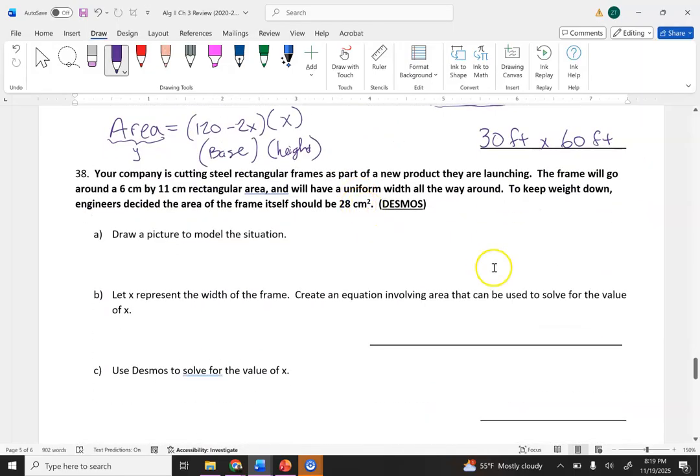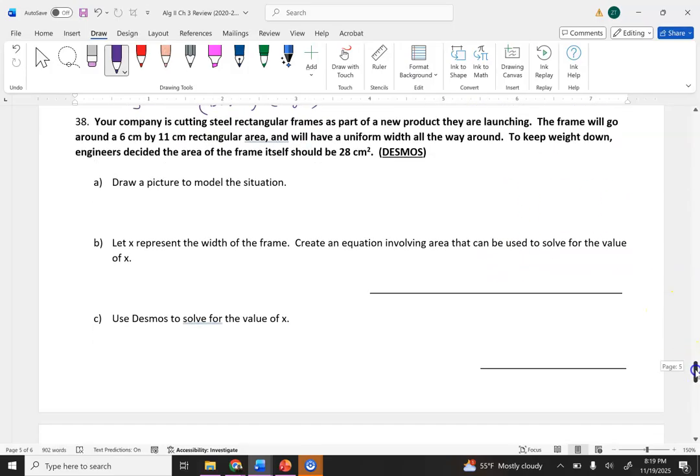All right, now number 38 still has to do with area, but this question is going to be a little bit different. We don't have to do so much creative thinking with this question, but we still have to be able to draw a picture and model the situation. We're still going to have to create an equation, and then we're still going to use Desmos to help us solve. So it says your company is cutting steel rectangular frames as part of a new product that they are launching. The frame is going to go around a 6 centimeter by 11 centimeter rectangular area, and it will have a uniform width all the way around.